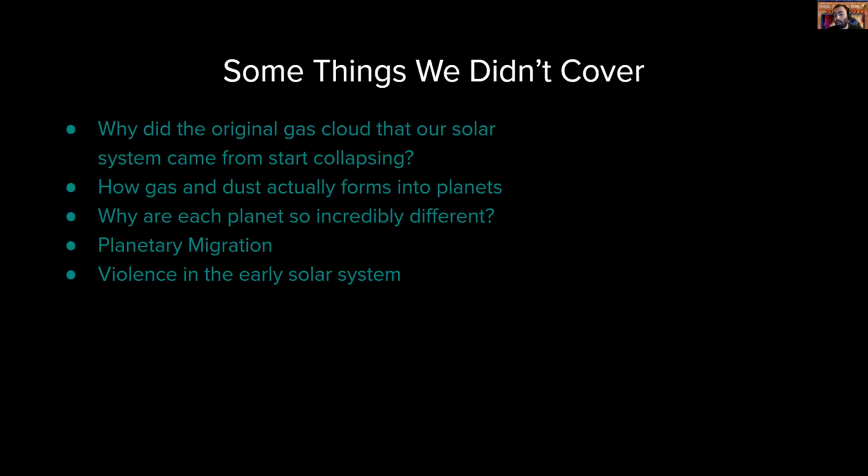We didn't talk about planetary migration, which is how planets that form in one part of the solar system could have migrated to a different part, which is actually a major part of how solar systems are formed. And we also didn't talk about violence in the early solar system, how common collisions are and things like that, which is actually pretty important considering that that's how the moon was made.